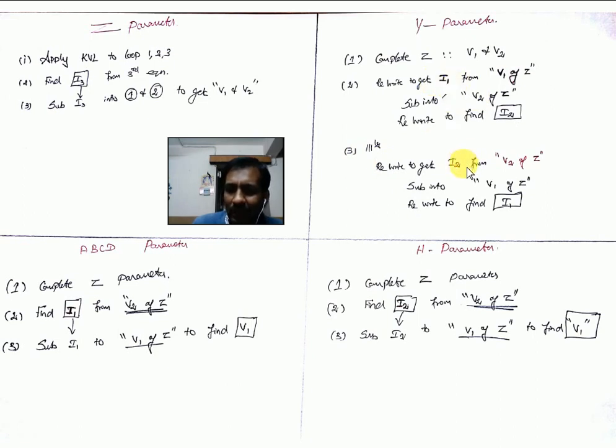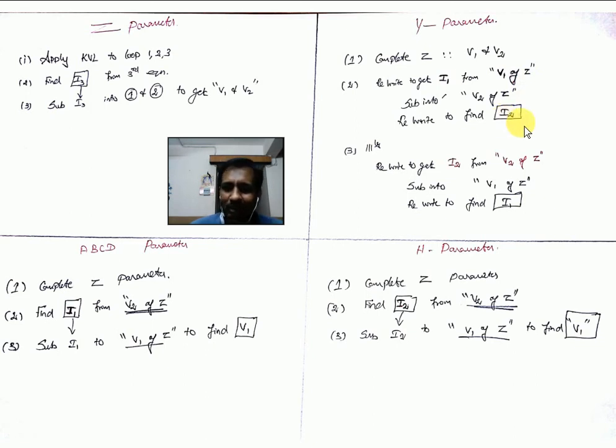So substitute I2 into V2 of Z. After that, substitute your I2 value into V1 of Z and rewrite to find I1. This is the point where you need a little attention, but it is very simple. You only need to follow the procedure. Don't get confused.